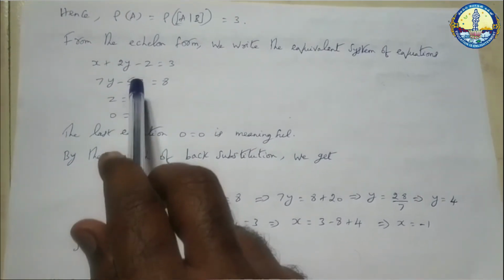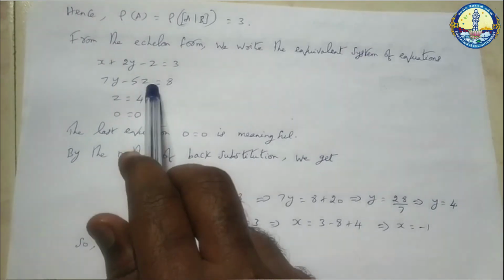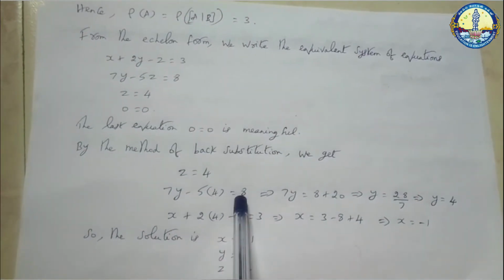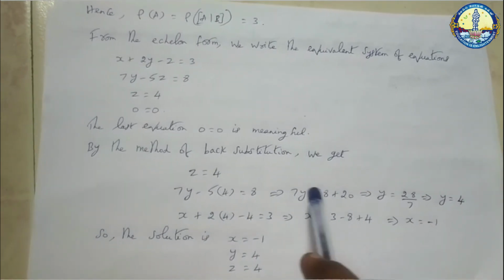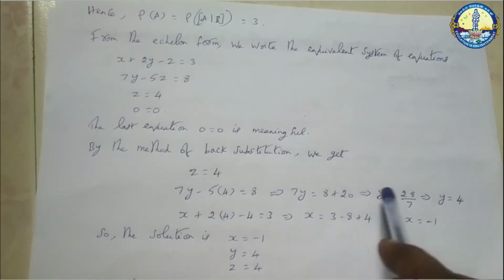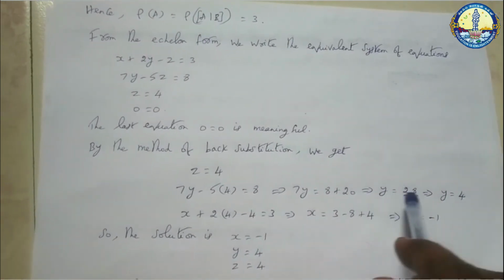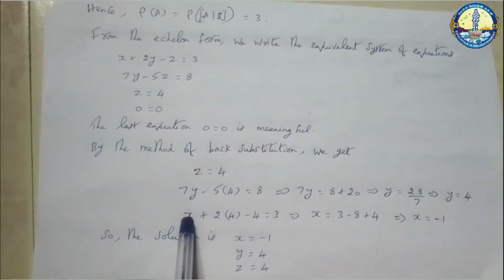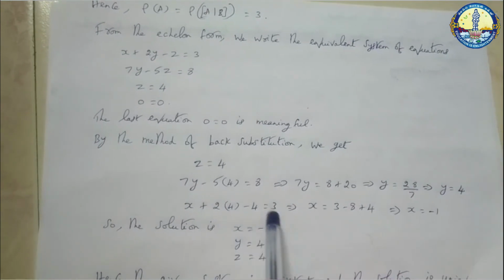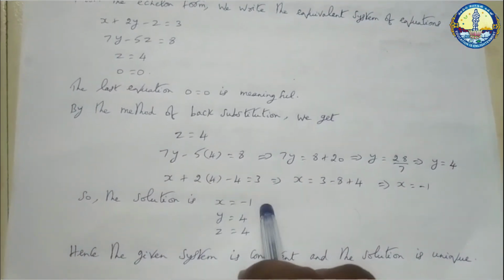Substitute z equals 4 in equation 2. 7y minus 5 into 4 equals 8. So 7y equals 8, minus 20 is there, so plus 20. So 7y equals 28. So y equals 28 by 7, which is 4. Now substitute y equals 4, z equals 4 in the first equation. So x plus 2 into 4 minus 4 equals 3. So x equals 3, 8 minus 8 plus 4. Okay, so x equals minus 1. So the solution is x equals minus 1, y equals 4, z equals 4.